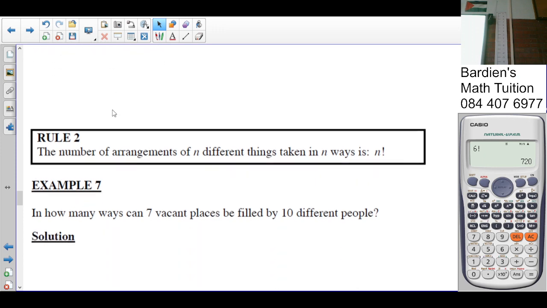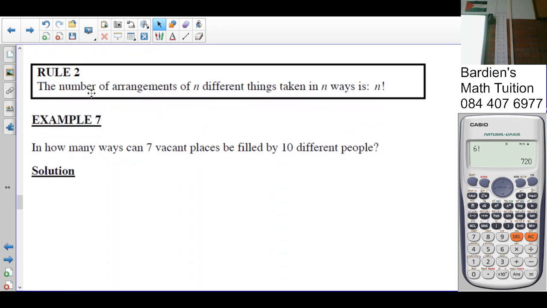At this point our learners wrote down the rule 2. And rule 2 says the number of arrangements of n different things taken in n ways is n factorial. Okay? Again, if you want to write that down, pause the video, and then we'll make your own note.